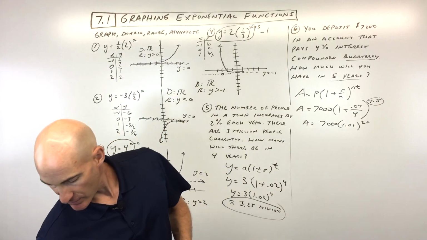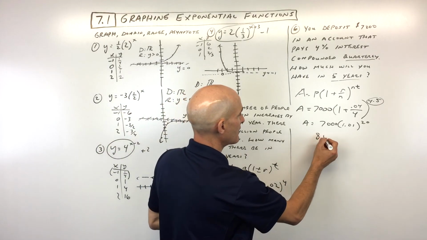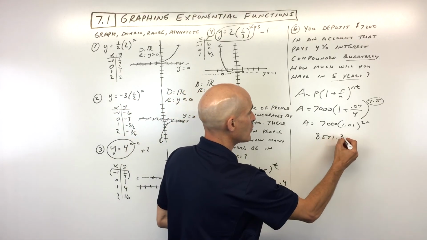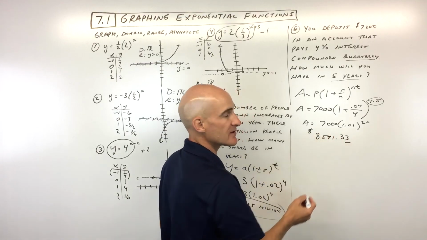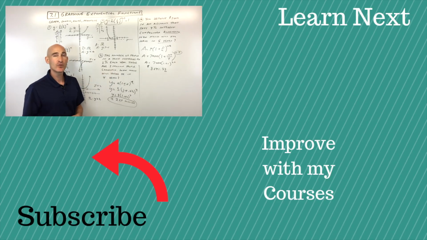And then if we go to the calculator, I calculated this one a little bit earlier, it's coming out to $8,541.33. And remember, you want to round to the pennies. That's the hundredths place, the second digit past the decimal. So great job. Definitely some formulas in here you want to memorize and put on your formula sheet.